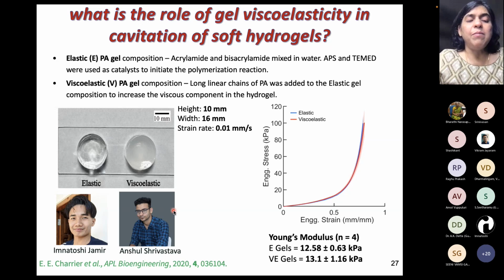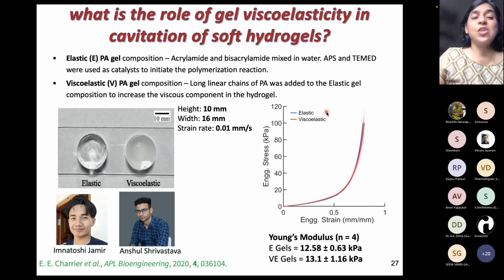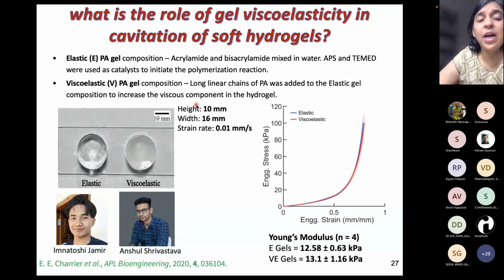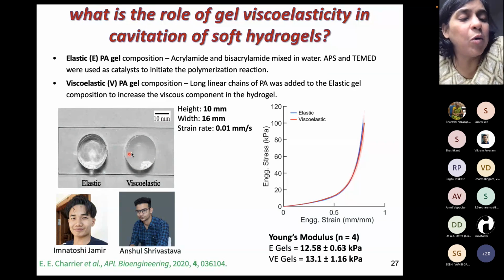In this case, what Imnutoshi and Anshul did was they used acrylamide and bisacrylamide mixed in water, with APS and TEMED as before, which are catalysts to initiate the polymerization. But this time we decided to add more long linear chains of polyacrylamide inside the elastic gel, and then we can increase the viscous component of the hydrogel. We use the same molds, and the dimensions of the sample are more or less the same as what you've seen earlier.